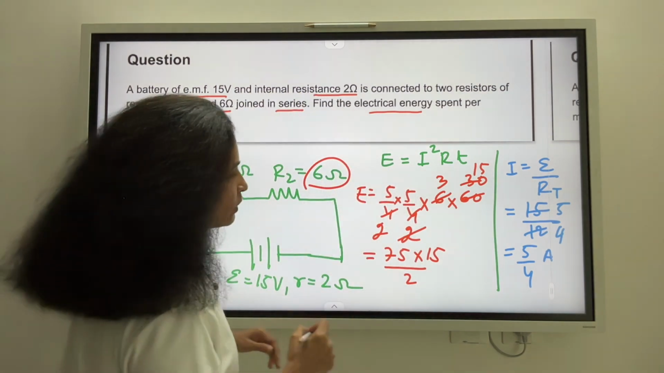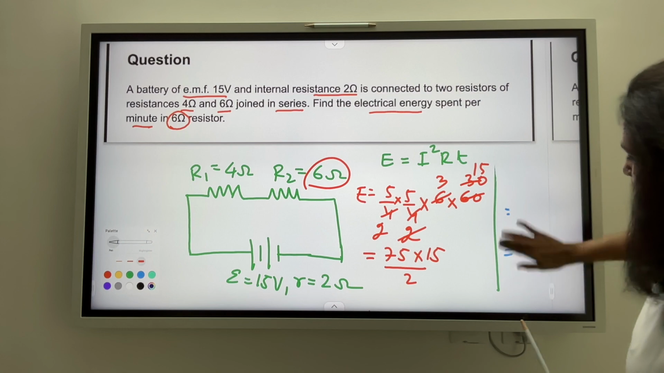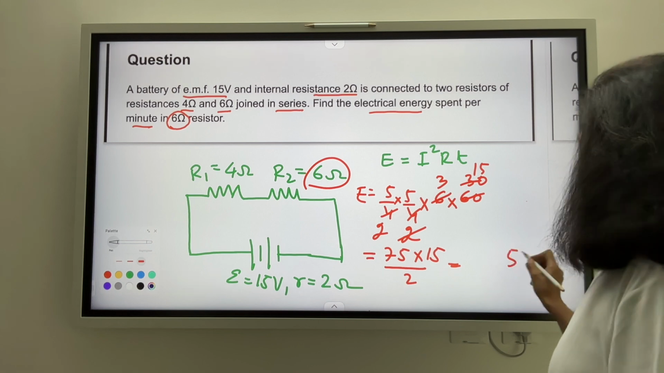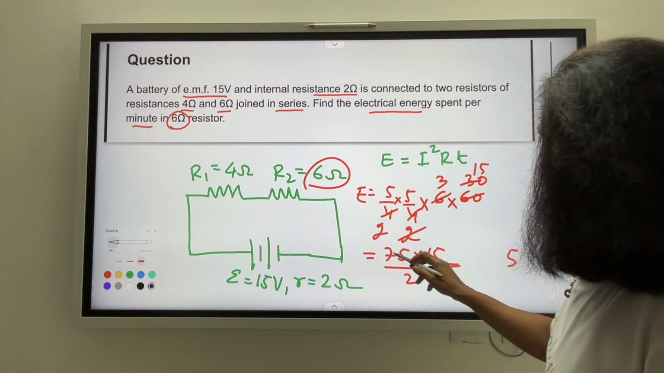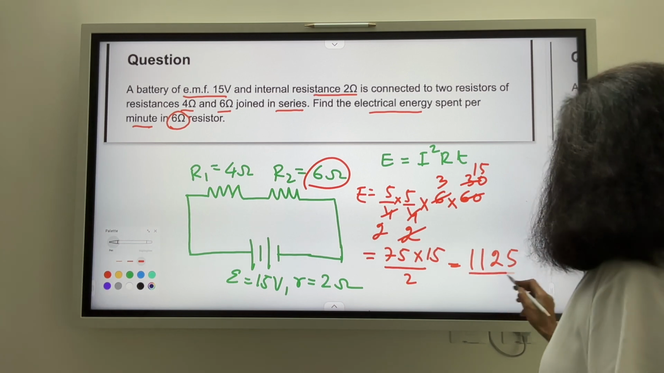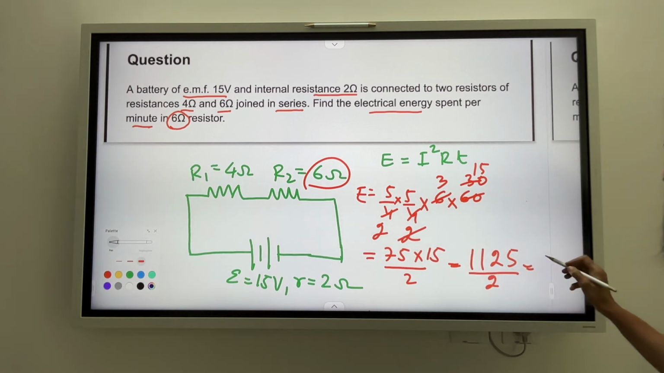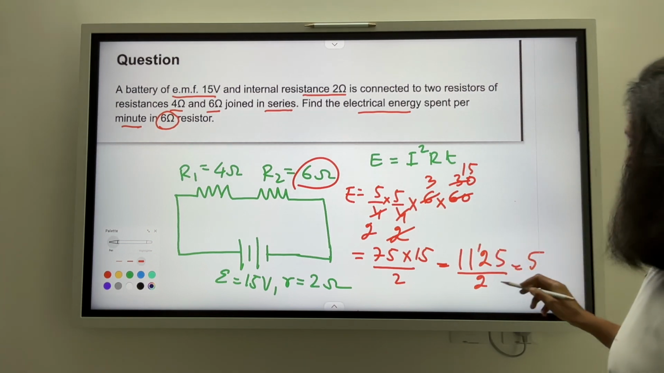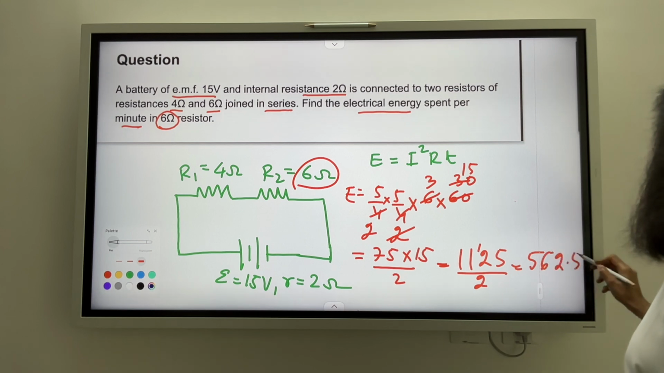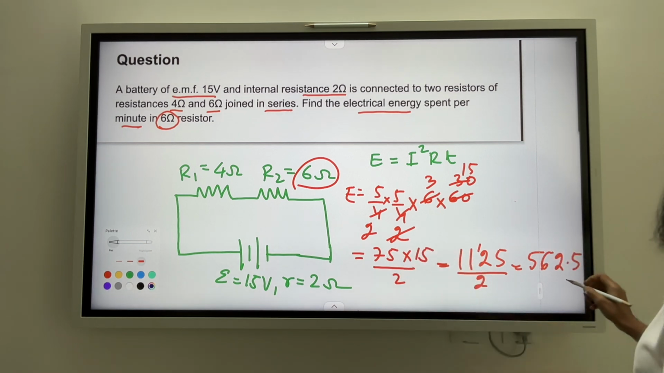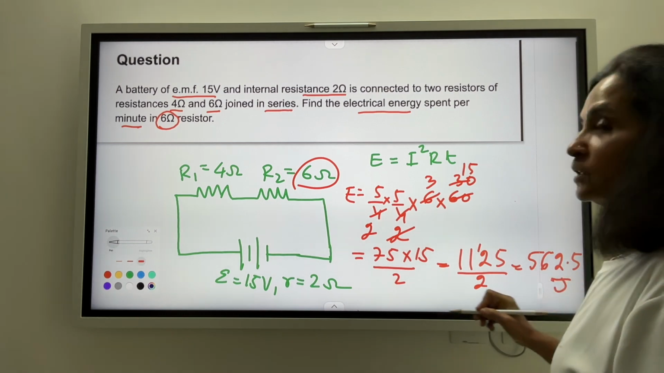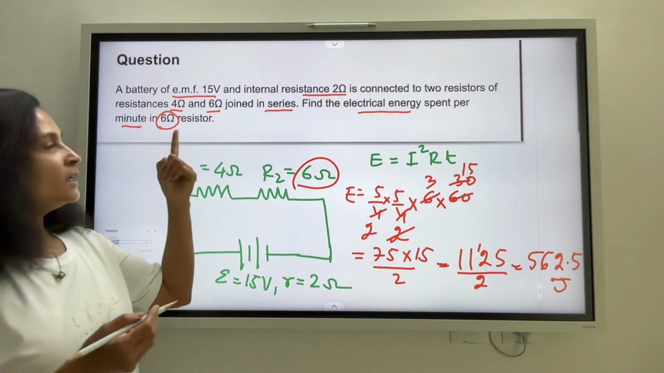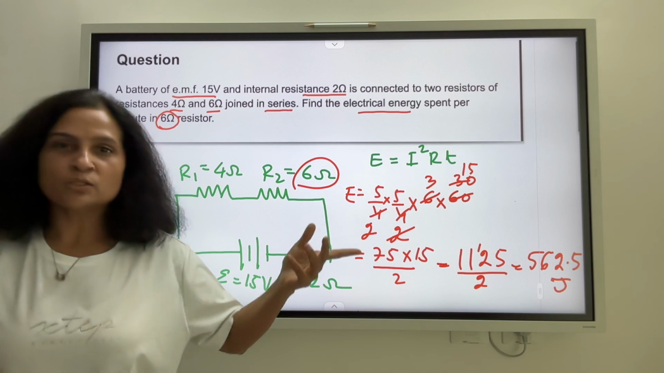Alright, what value am I going to get? 15 fives are 75, 15 sevens are 105 plus 7, 112 by 2. What is the value I get? 562.5. What is my unit going to be? It is energy, so it is going to be in joules. So that is the energy consumed in 1 minute across the 6 ohm resistor in this circuit.